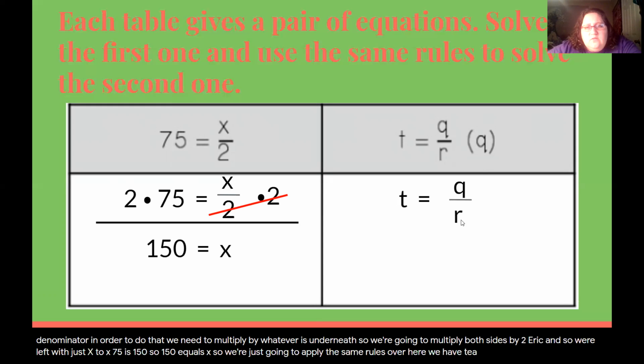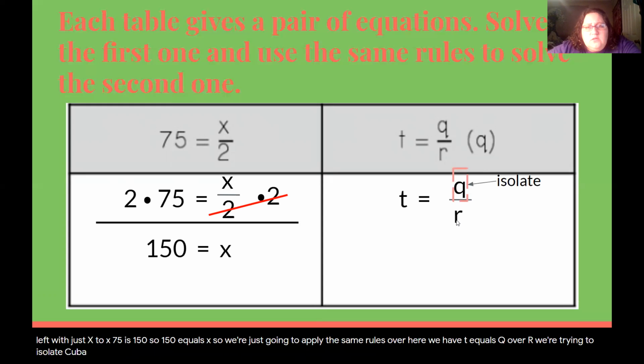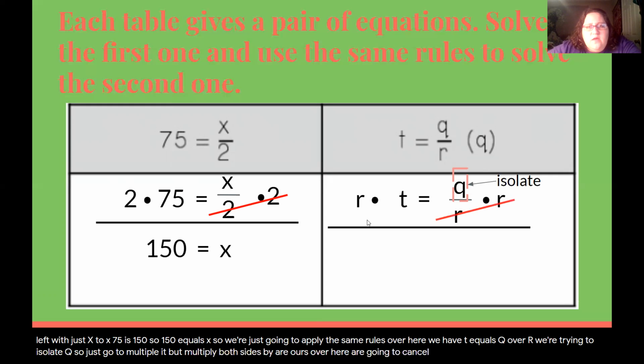So we're just going to apply the same rules over here. We have t equals q over r. We're trying to isolate q. So we're just going to multiply both sides by r. The r's over here are going to cancel. And we're just going to have r times t equals q.